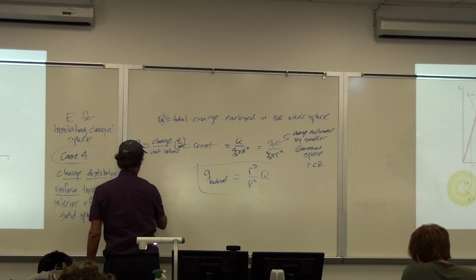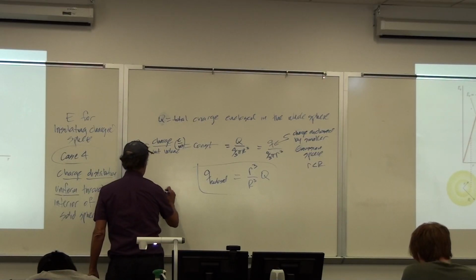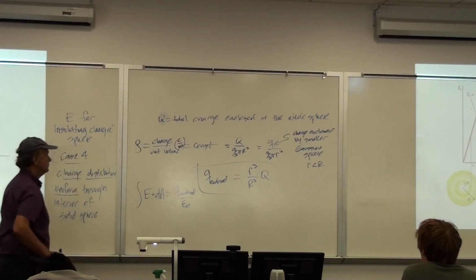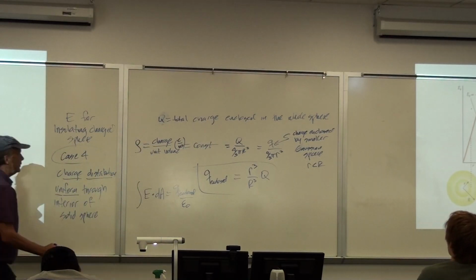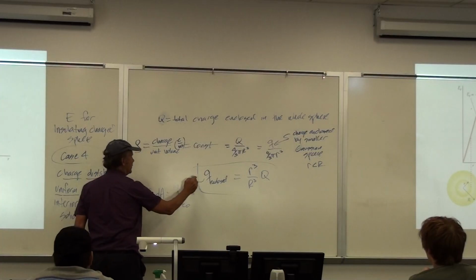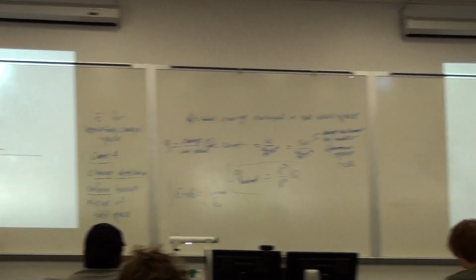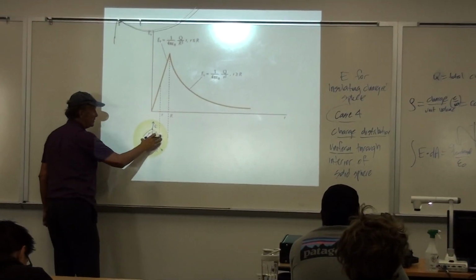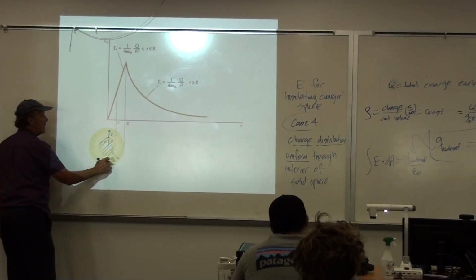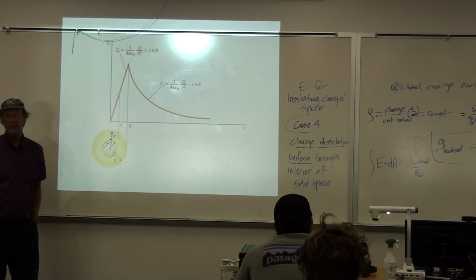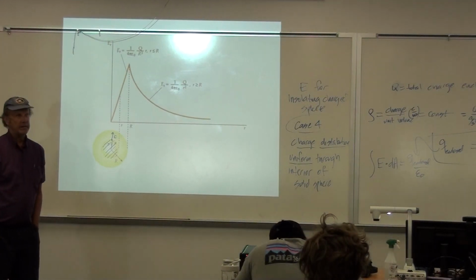The integral of E dot dA equals Q enclosed over epsilon naught. So now we know what Q enclosed is because we constructed a Gaussian surface that's only enclosing the amount of charge that's inside of our radius. But what about the charge that's outside? Does that affect the electric field inside? No. We already showed that that doesn't.